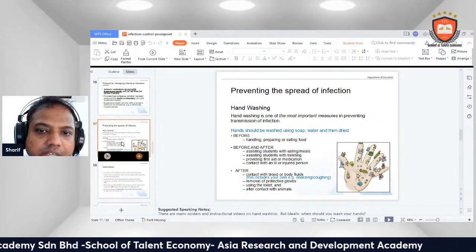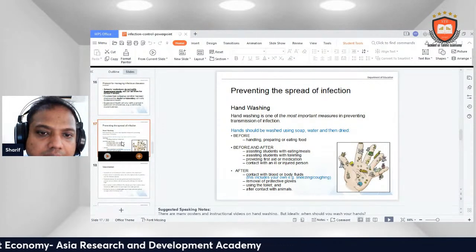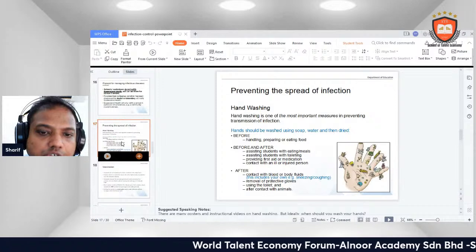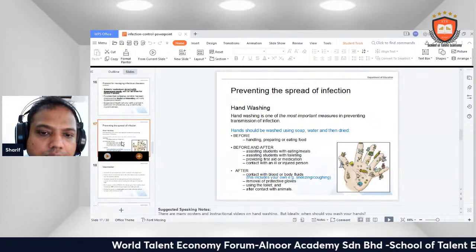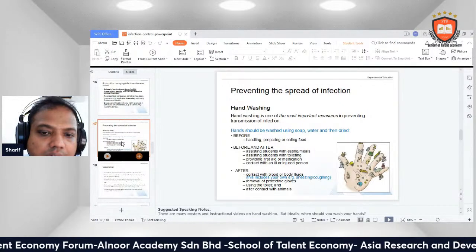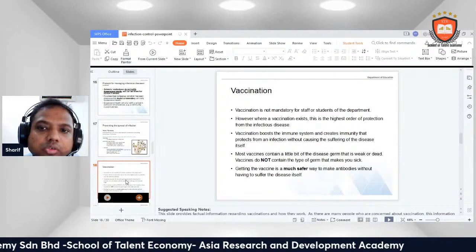Hands should be washed using soap and water and dried before handling, preparing, and eating food, assisting students with eating or meals, assisting students with toileting, providing first aid or medications, contact with all ill and injured persons, contact with blood or body fluid, removal of protective gloves, using the toilets, and after contact with animals. Vaccination. Vaccination is not mandatory for staff or students of the department.